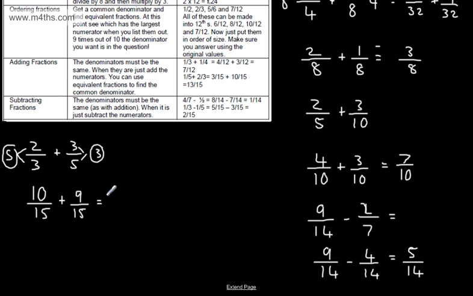So all I'm going to do is add the numerators, which gives me 19 over 15. This is a top-heavy fraction, or improper, or, if you like, vulgar.